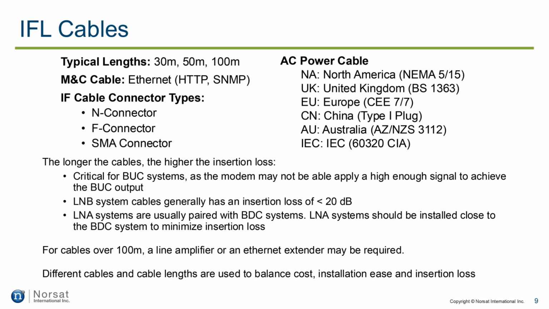LNA systems are usually paired with BDC systems. The LNA system should be installed close to the BDC system to reduce insertion loss. One important consideration is signal degradation for cables over 100 meters. In these cases, you might need to use a line amplifier or an Ethernet extender to maintain signal integrity over the longer distances. Ultimately, selecting the right cables and lengths is a balance between cost, installation ease, and minimizing the insertion loss to ensure reliable system performance.